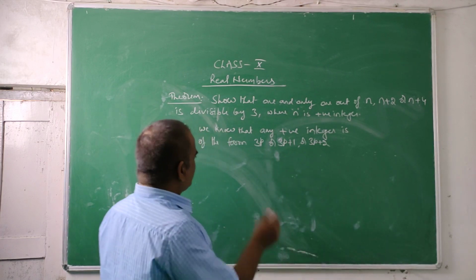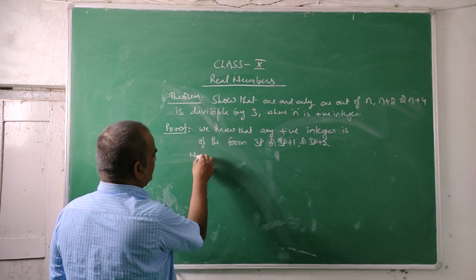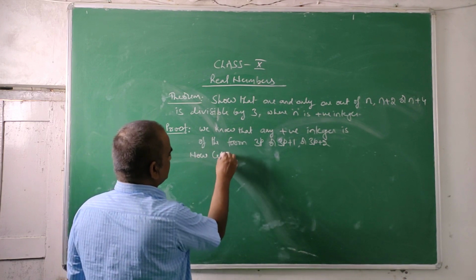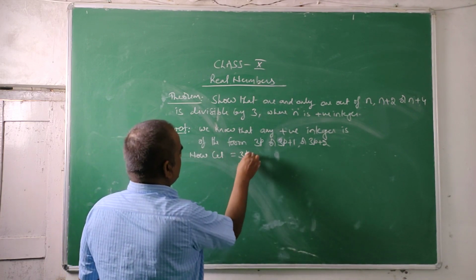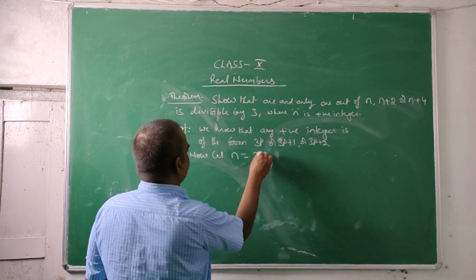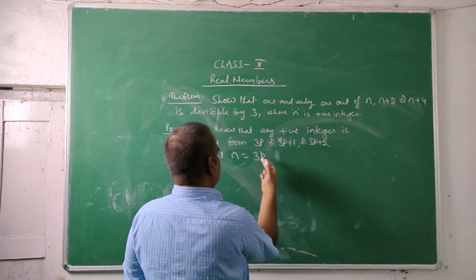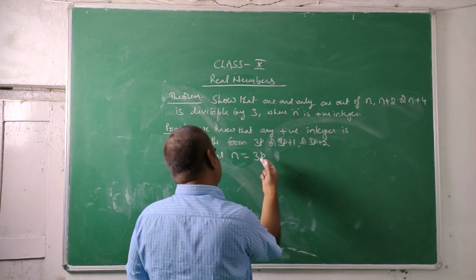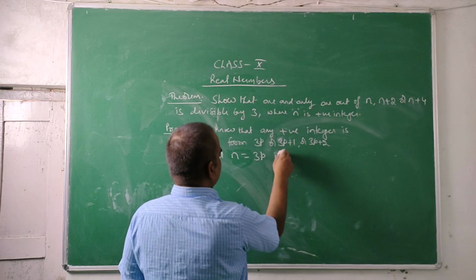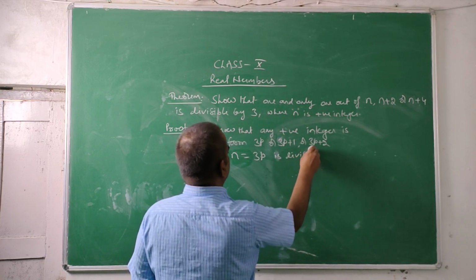Right? Now, first I am choosing n as 3p. Now, let n be equal to 3p. Obviously, this 3p is a multiple of 3, so obviously it is divisible by 3, clearly.